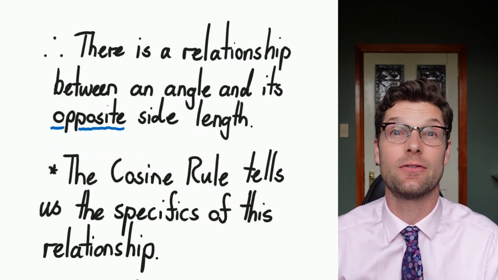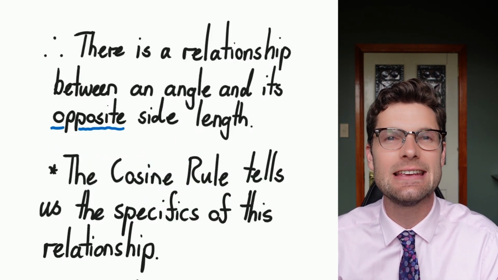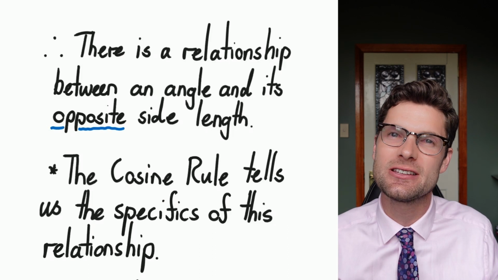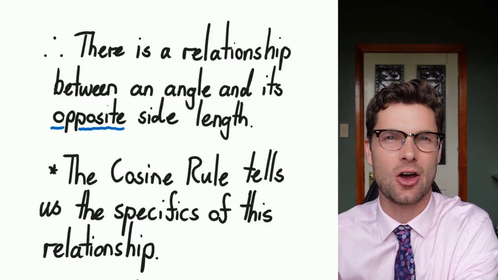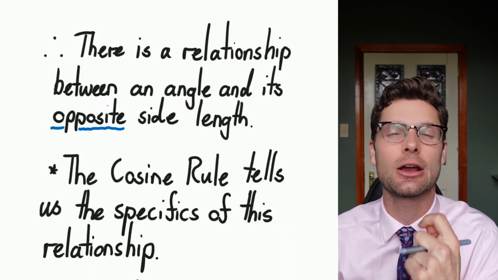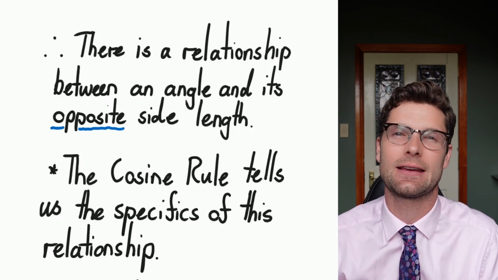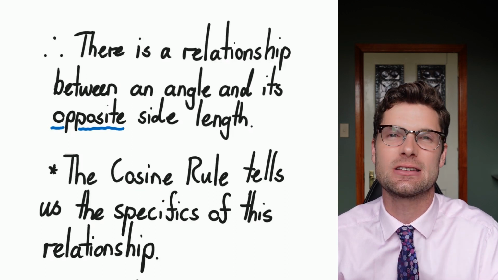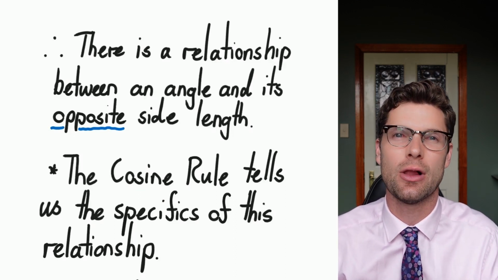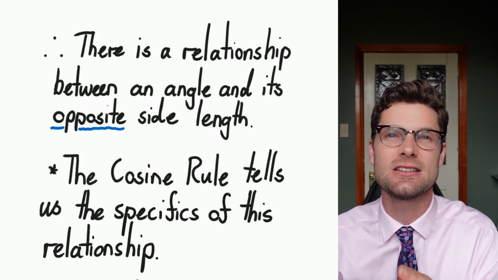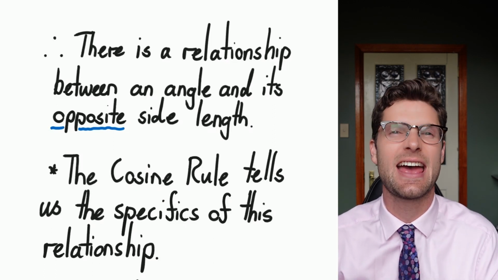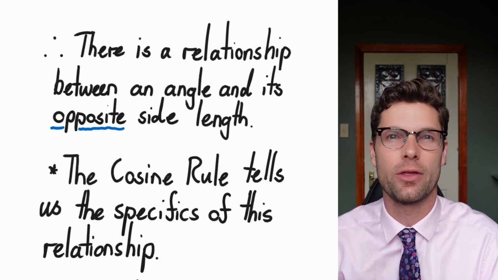The important thing that we need to know is that there is a relationship between the opposite angle and its opposite side length. These two things are completely matched. As the angle gets bigger, the side length gets bigger, and as the angle gets smaller, the side length gets smaller. Knowing that this opposite side relationship exists is incredibly important for the cosine rule.